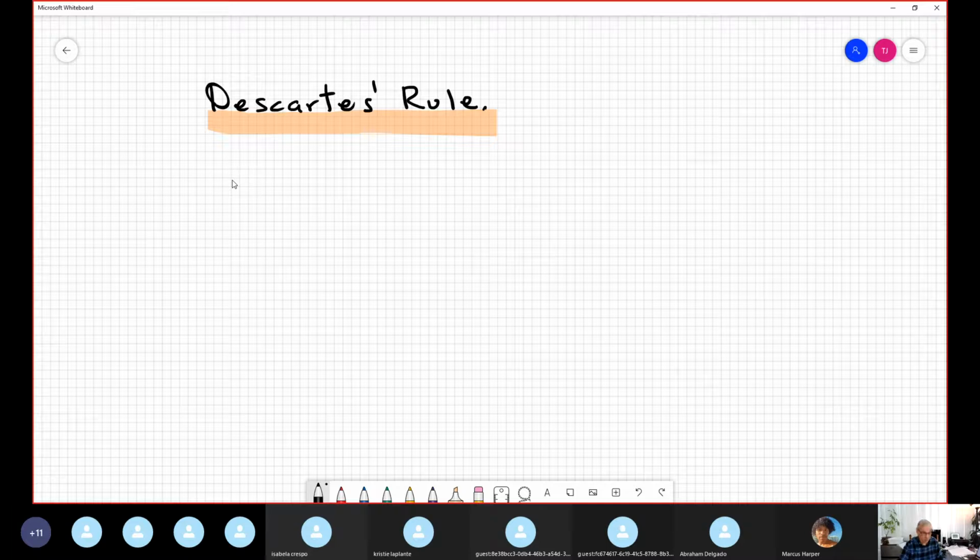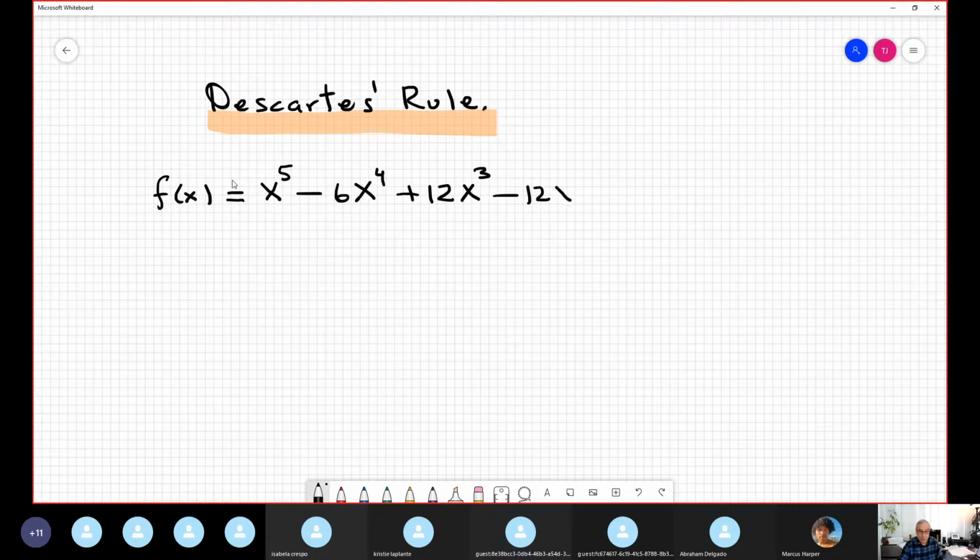Then you have one polynomial: x to the fifth power minus 6x to the fourth power plus 12x to the cubic power minus 12x to the second power plus 11x minus 6. Let's give it this polynomial. So you apply the Descartes rule for this polynomial.